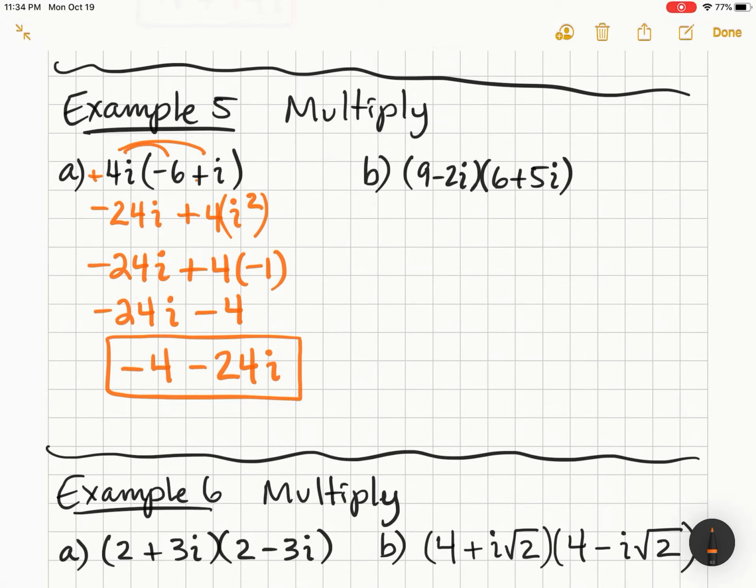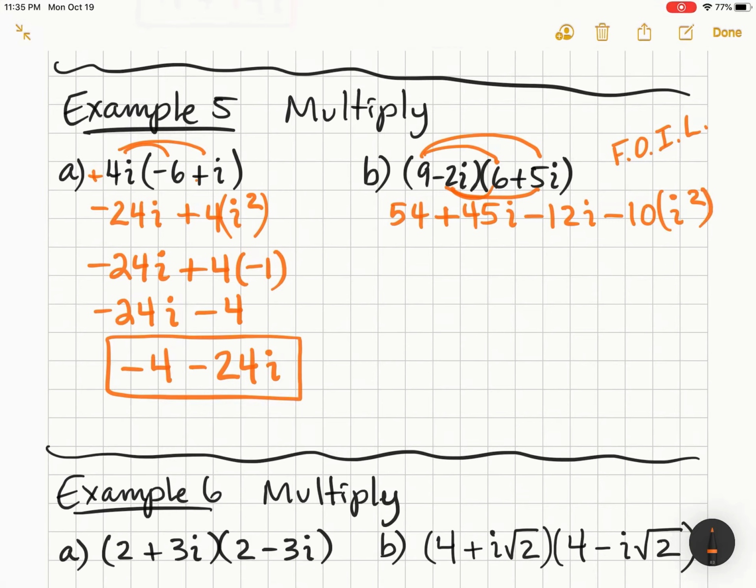Okay, let's have a look at part B. We do want to do first, outer, inner, last. So we multiply here and we get 54 for first. Outer gives me 9 times 5 is 45i. Inner is a negative 12i. And last, that's a negative 10i squared. Watch out for that i squared. We're going to replace that with a negative 1.